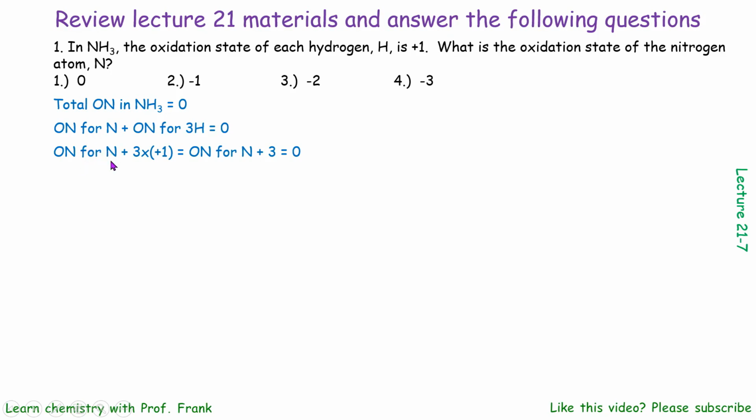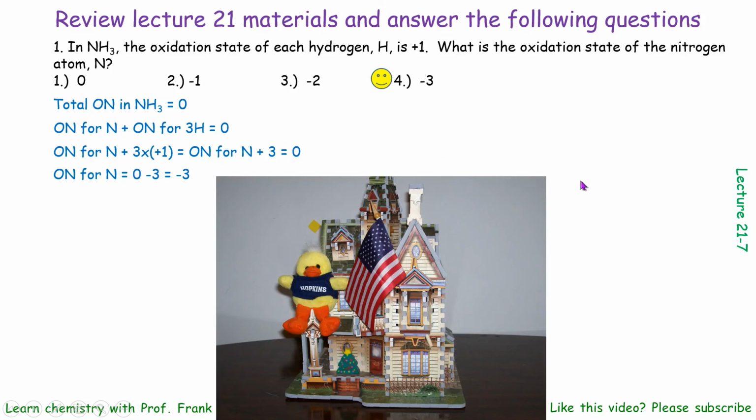Then the oxidation number for nitrogen plus, we already know the hydrogen's oxidation number is +1. Then that should yield oxidation number for nitrogen. Basically, this is the X, or this is question mark, all right? So the oxidation number for nitrogen, or X, plus 3 equals 0. Then what should the X be, or what should the oxidation number for nitrogen be? That should be 0 minus 3. Move the 3 to the other side, and that's -3. So therefore, 4 should be the correct answer for this question.